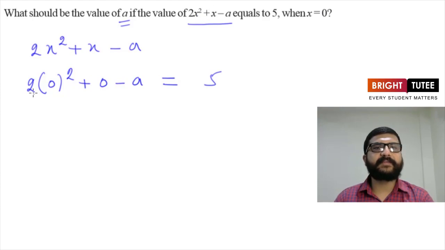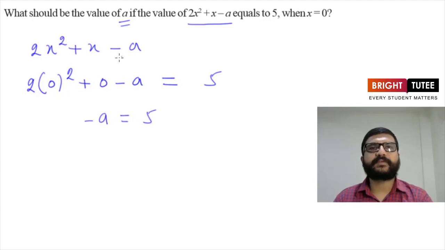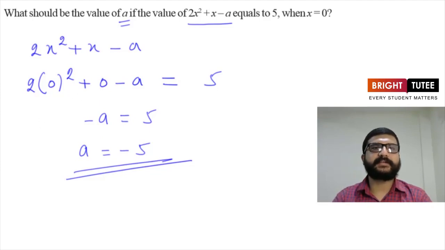Now from here, by simplifying, we will get 2 into 0 square means 0. So it is 2 into 0, that will be 0 only. 0 plus 0, again 0. Now 0 minus a, this is minus a is equal to 5. We have to get the value of a. So let's multiply both the sides with minus 1. So this will be minus 1 into minus a, that is a, and this is equal to minus 1 into 5, and that is minus 5. So value of a is minus 5. Now let's move to the next question.